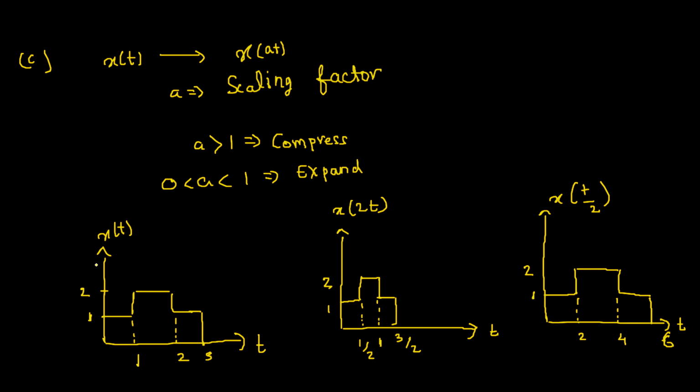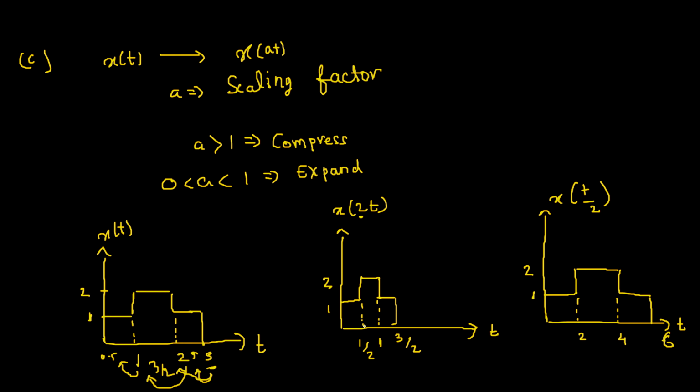So let's say I have a function x of t. Now, if I am time scaling it by a factor of 2, that is, I have x of 2t, whatever was the value at 3 is shifted to 3 by 2. And whatever was the value at 2 is shifted to 1. Whatever was at 1 will be shifted to 0.5. So the value of the amplitude at 1 is 1. So at 0.5 we have 1, and after that it just increases to 2.